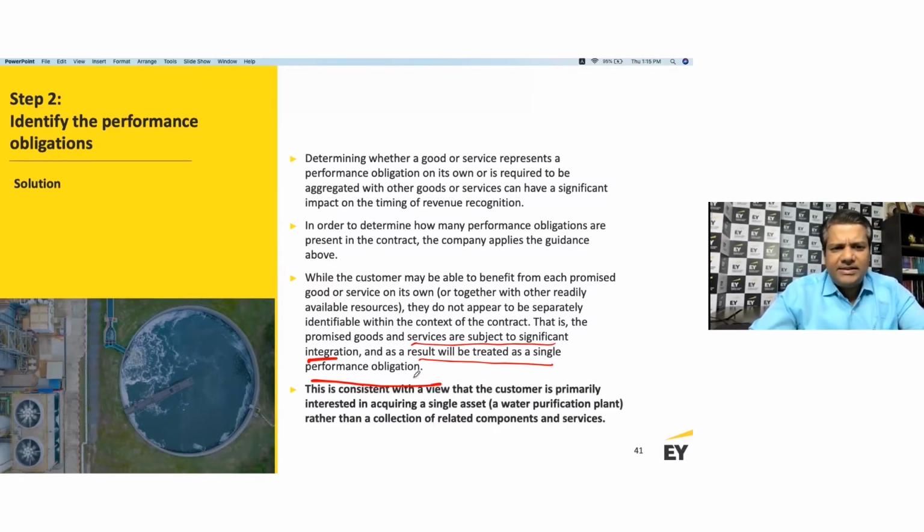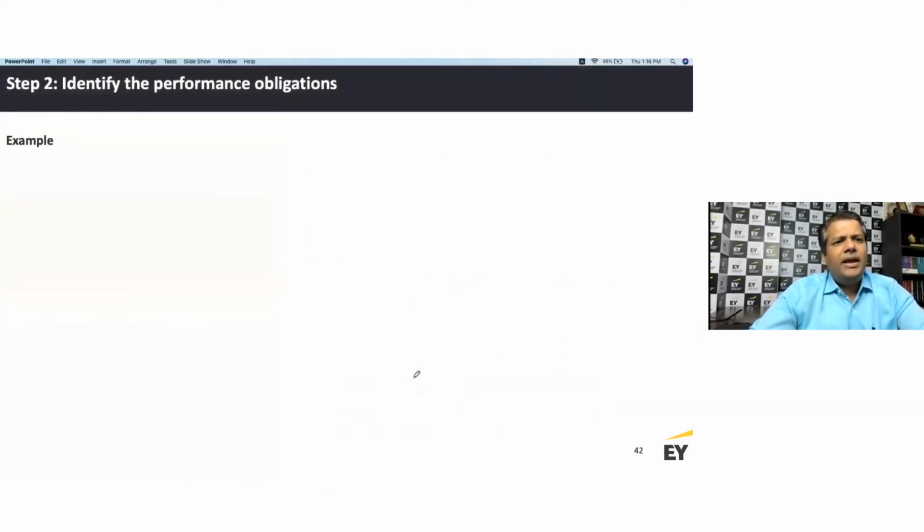So again, as I said, this is consistent with the view that the customer is primarily interested in acquiring a single asset, which is a water purification plant, rather than a collection of related components and services. And hence, it's one single performance obligation. It is not multiple performance obligations in this arrangement. All right, let's look at another example, right?